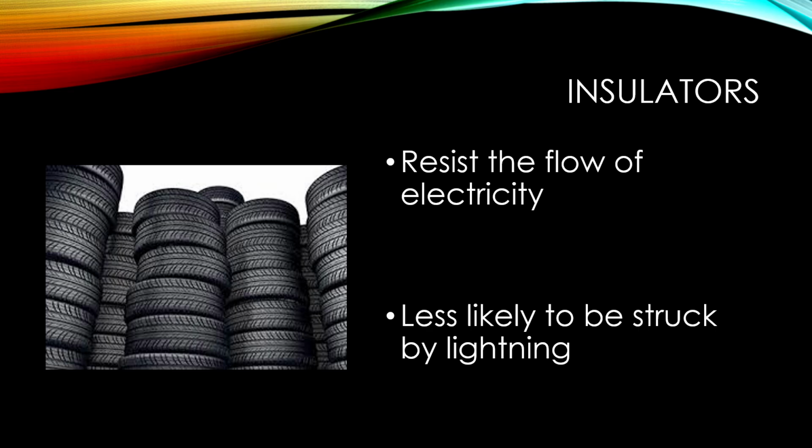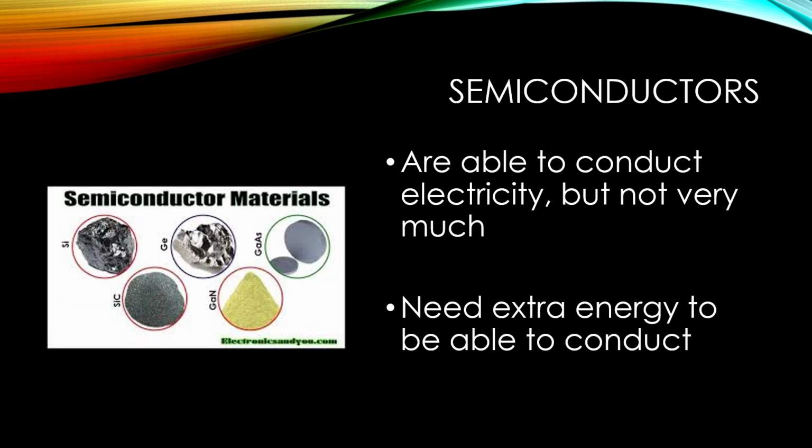And due to insulators' low conductivity, they are less likely to be struck by lightning, as lightning follows the path of least resistance to the ground. So, since rubber resists electricity, it's going to be harder for the lightning to go through rubber and then to the ground than it is for the lightning to go through something like a tree. This is where the saying comes from that the best place to be during a thunderstorm is in your car, because of the rubber on the wheels making it resistant to electricity.